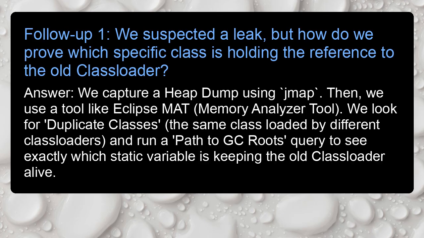Follow-up 1. We suspected a leak, but how do we prove which specific class is holding the reference to the old class loader? Answer: we capture a heap dump using jmap. Then, we use a tool like Eclipse MAT, Memory Analyzer Tool. We look for duplicate classes, the same class loaded by different class loaders, and run a path to GC roots query to see exactly which static variable is keeping the old class loader alive.